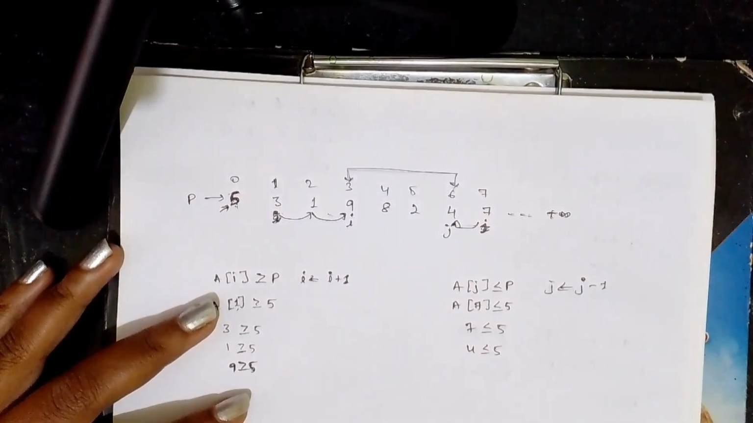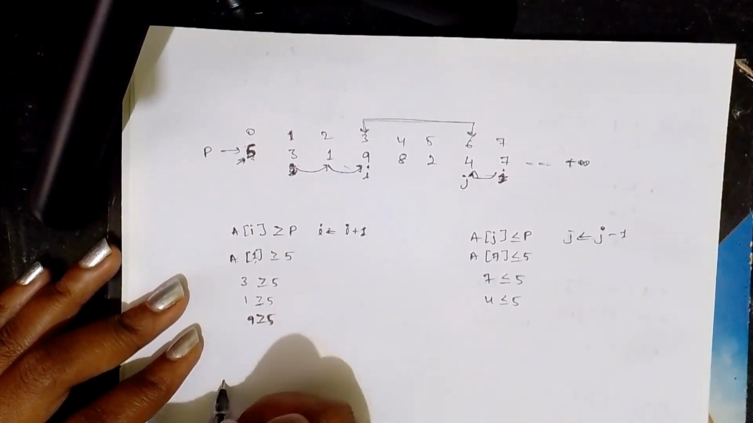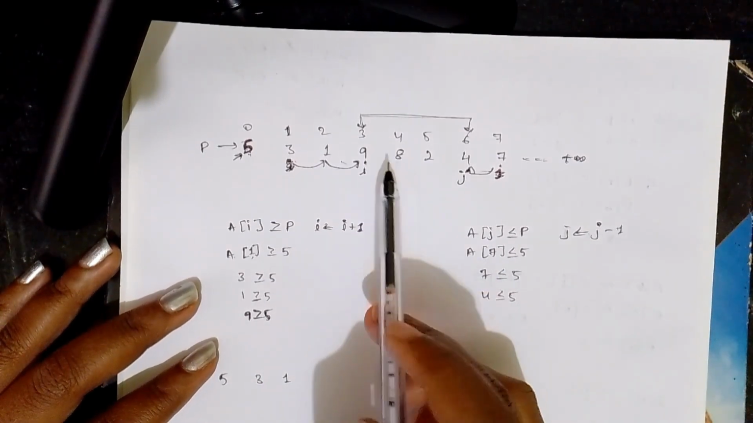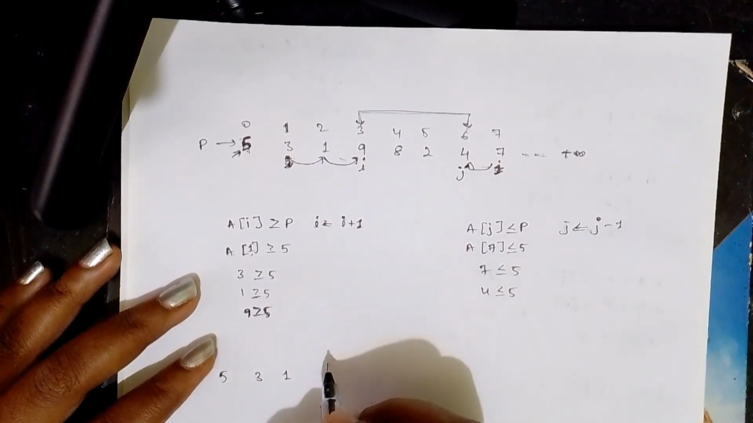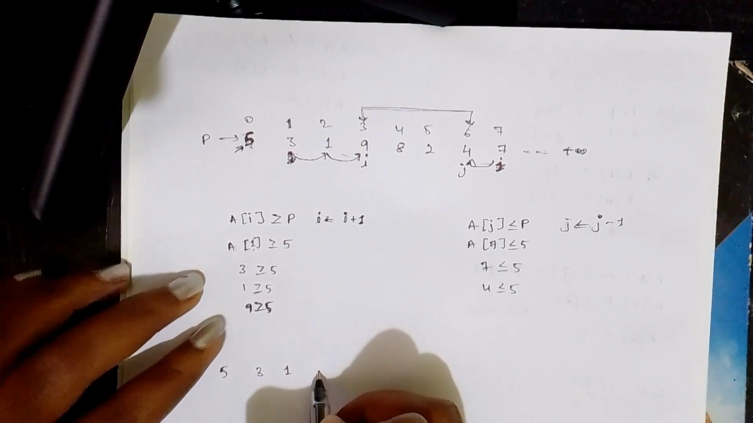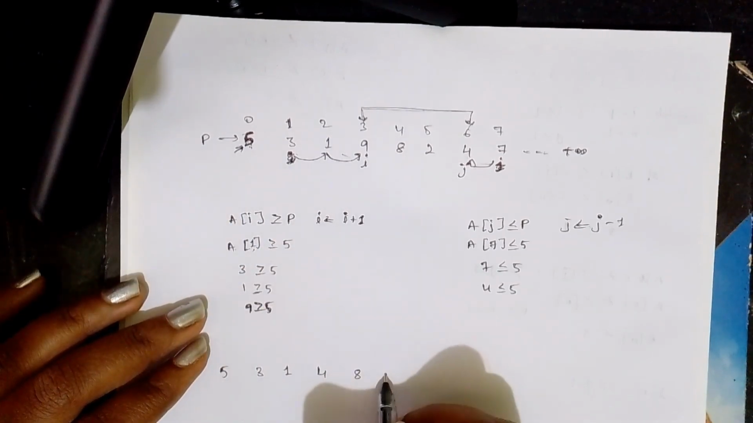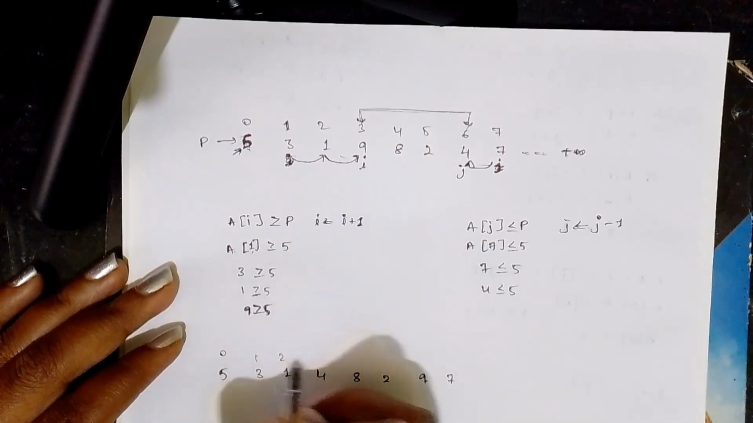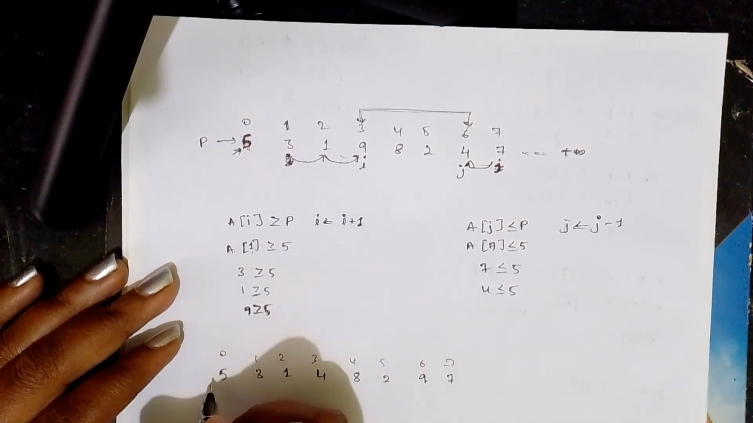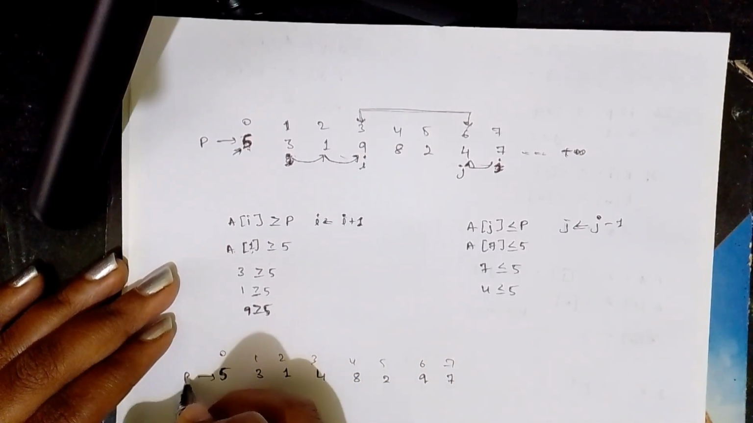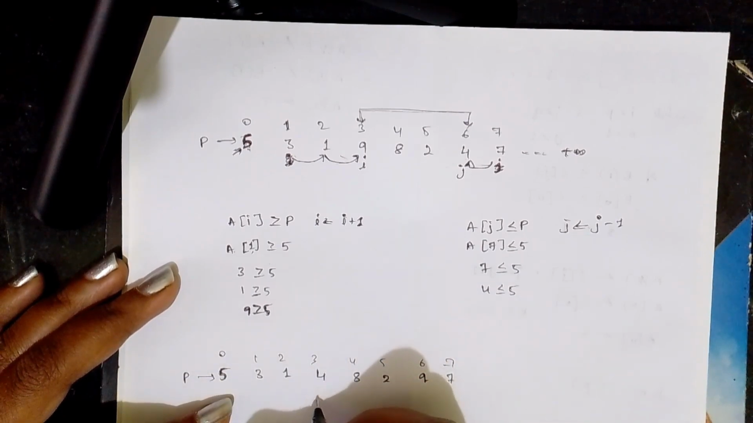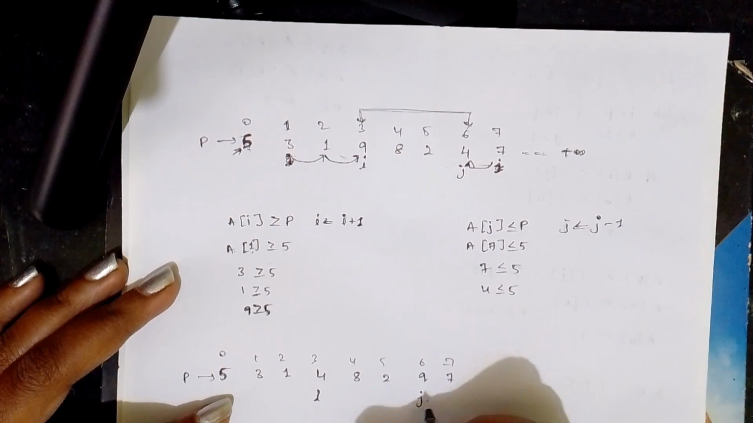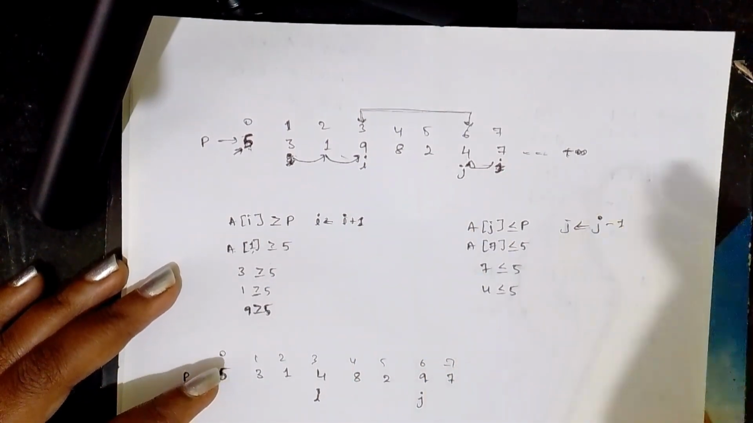If we swap 9 with 4, we will get 5 3 1 4 8 2 9 7. The pivot is here itself, this is our p. i has stopped here and j has stopped here, and now we have to do the same procedure.